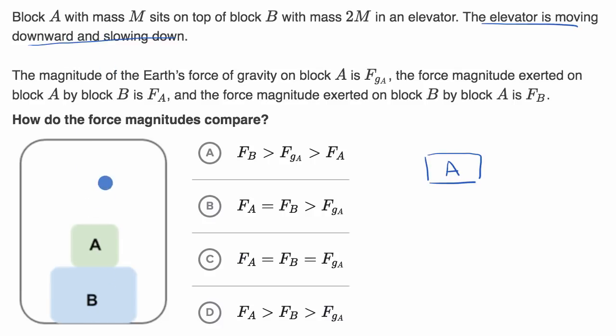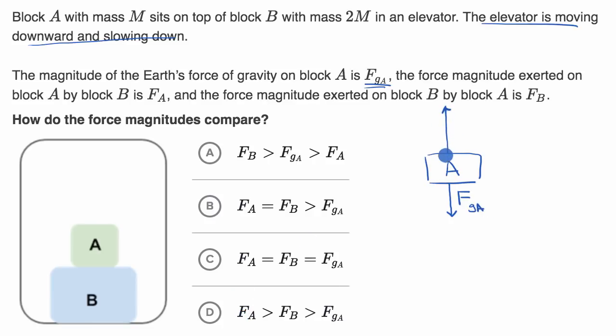And so if you're moving downward and slowing down, that means that your net acceleration is upwards, which tells you that your net force on block A needs to be upwards. So if we have some forces acting upwards, the magnitude of those are going to be larger than the forces acting downwards. So for block A, what are the forces that are acting downwards on it? Well, the force of gravity is acting on block A, and that's that right over there. That is, its magnitude is capital F sub G sub A.